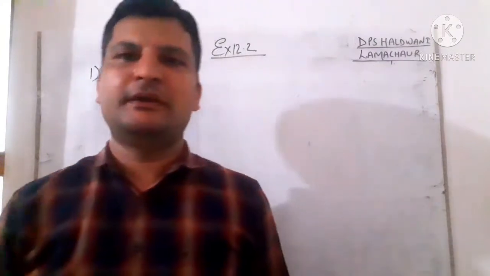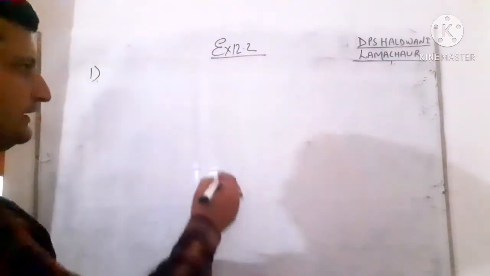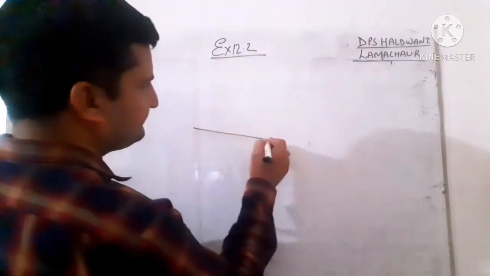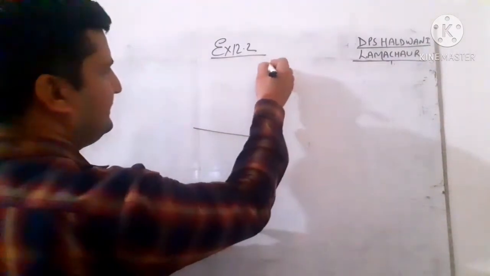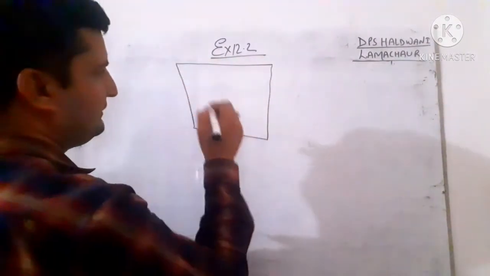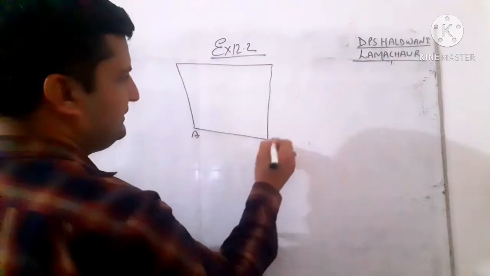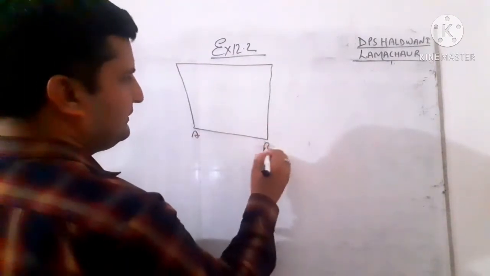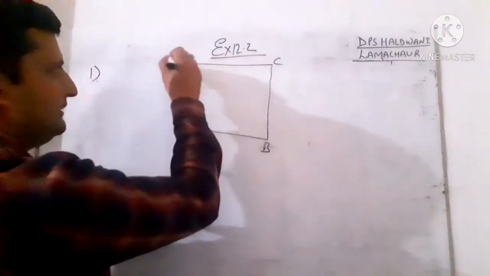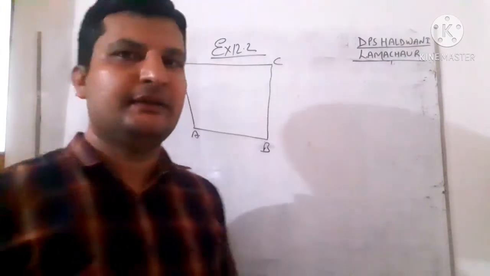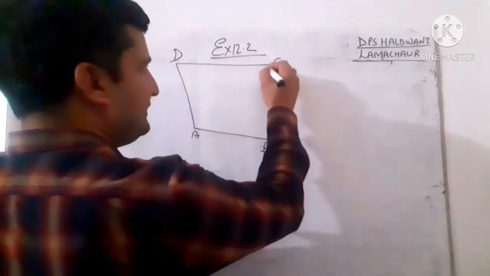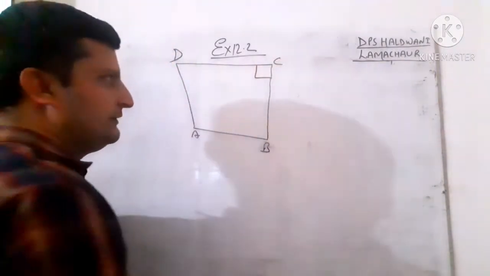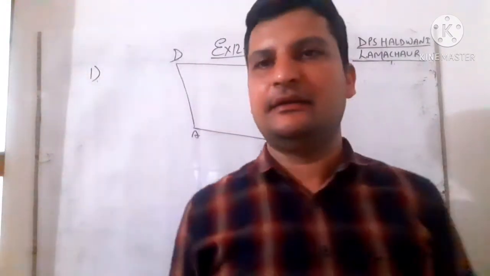So first we have to make the quadrilateral. The quadrilateral is given like this: A, B, C, D. This is A, this is B, this is C and this is D. And students, one thing is given: that the point C is 90 degrees. So we make a straight line like this.